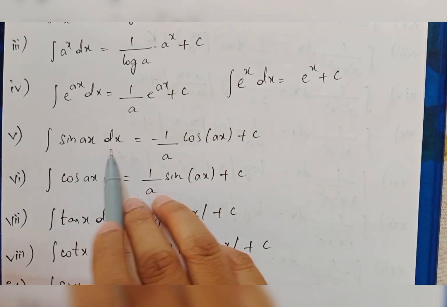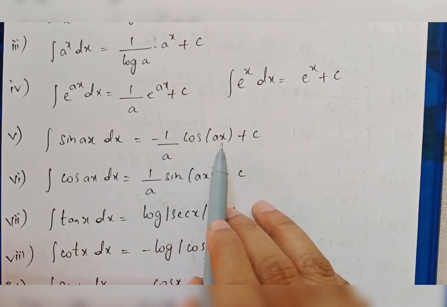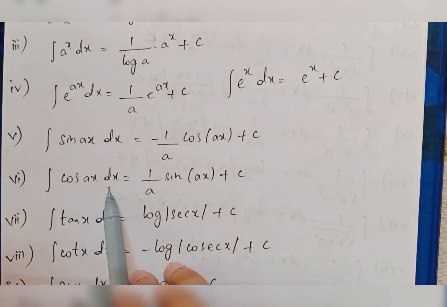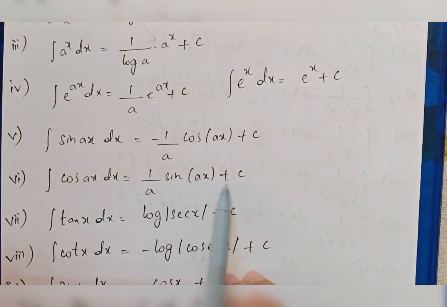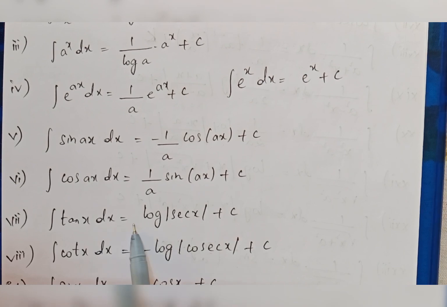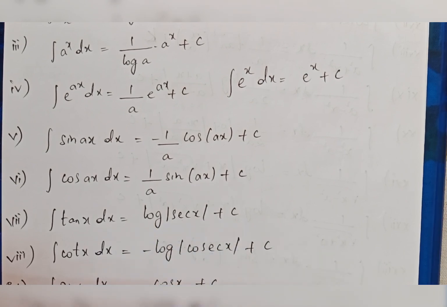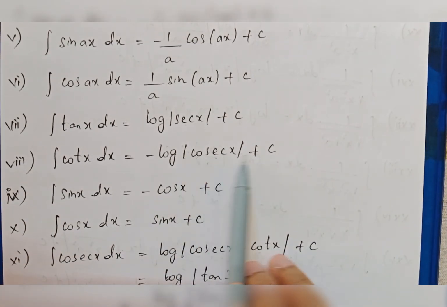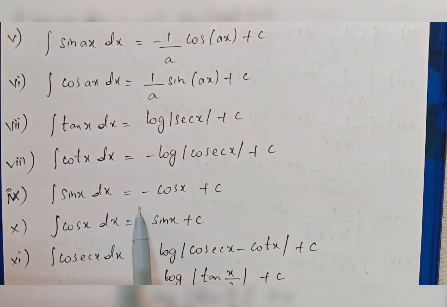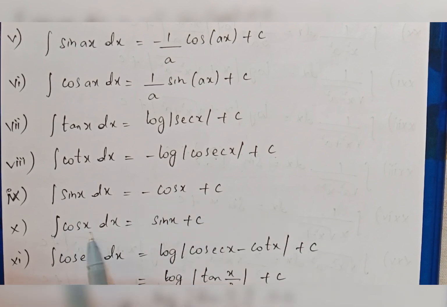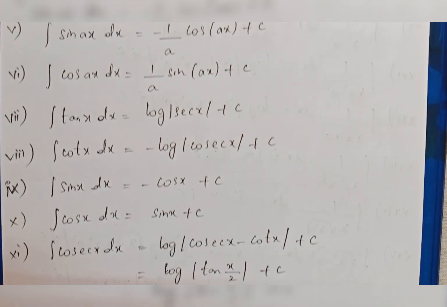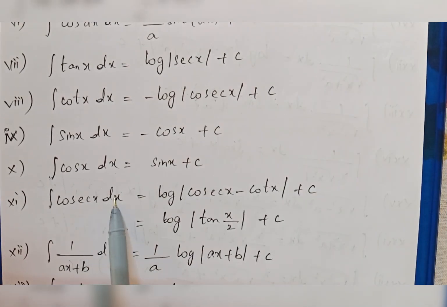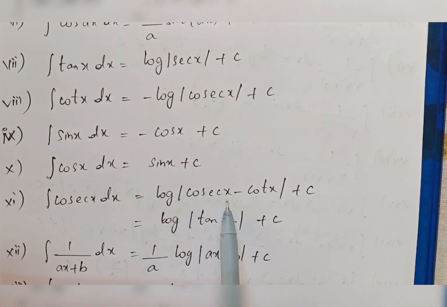Integral sine ax dx is equal to minus 1 by a cos ax plus c. Integral cos ax dx is equal to 1 by a sine ax plus c. Integral tan x dx is equal to log mod secant x plus c. Integral cot x dx is equal to minus log mod cosecant x plus c. Integral sin x dx is equal to minus cos x plus c. Integral cos x dx is equal to sin x plus c. Integral cosecant x dx is equal to log mod secant x minus cot x plus c, or else log mod tan x by 2 plus c.